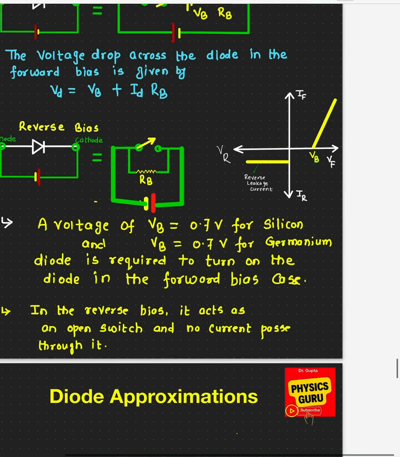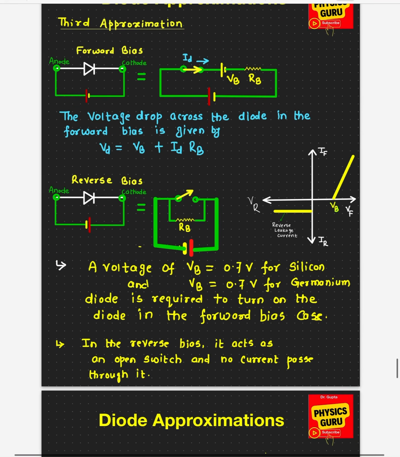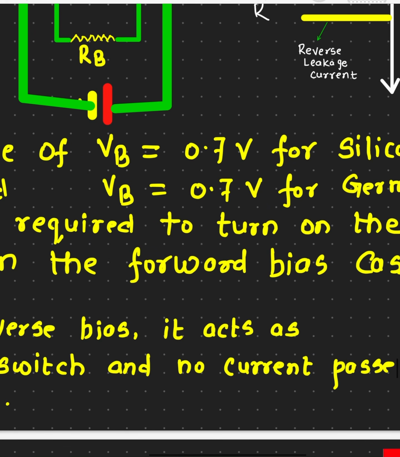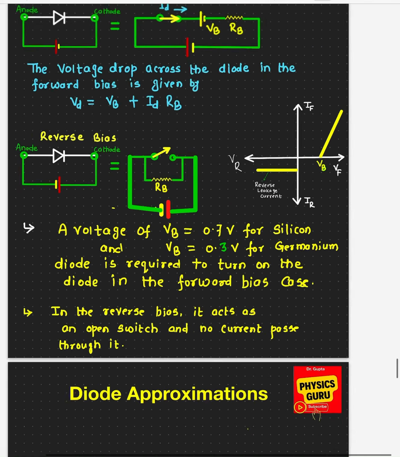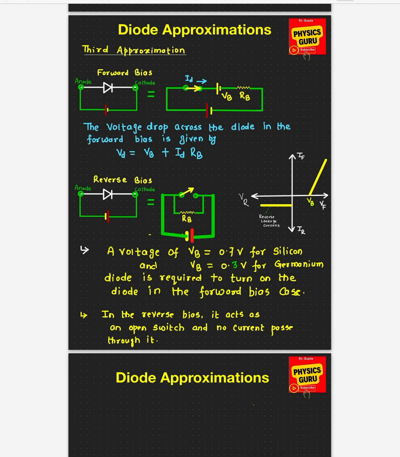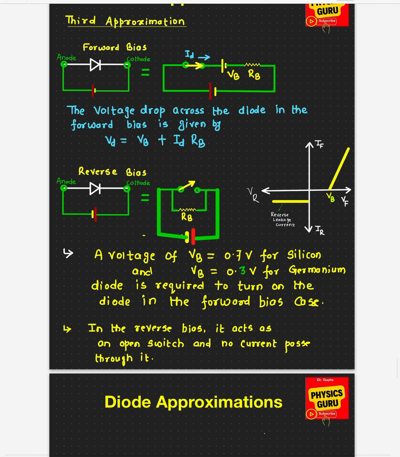All right, so here is the summary of this. Again, the VB is 0.7 volt, and let me make one more correction here. For some reason I have written down 0.7. This has to be 0.3 volt for germanium. So what does this mean here? We need at least 0.7 volt to turn on the silicon diode, and 0.3 volt for the germanium diode.